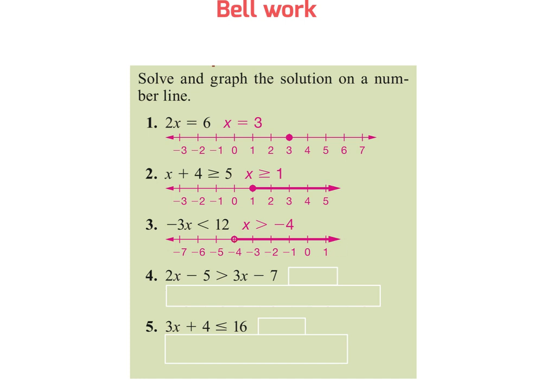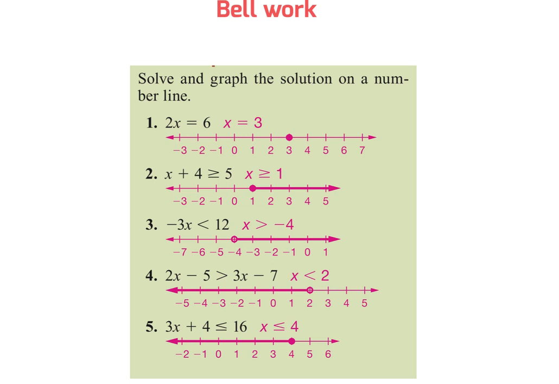For this one, you needed to get the variables on one side and the numbers on the other and then divide. So you would have gotten x is less than 2 here. Again, open circle on the 2 and everything smaller than 2. This last one, subtract 4, divide by 3. You would have gotten x is less than or equal to 4. Closed circle on the 4, everything that is smaller than 4.